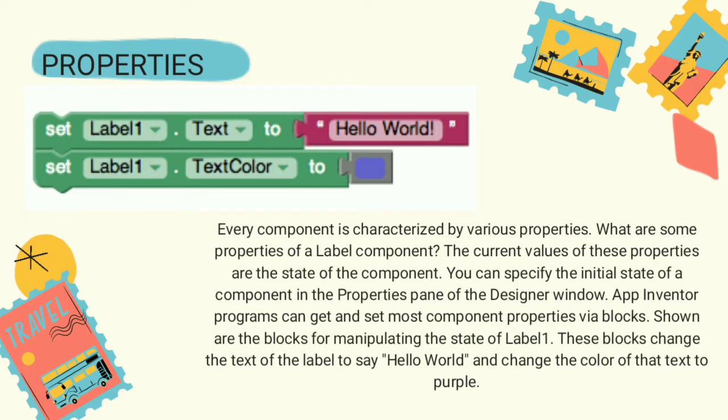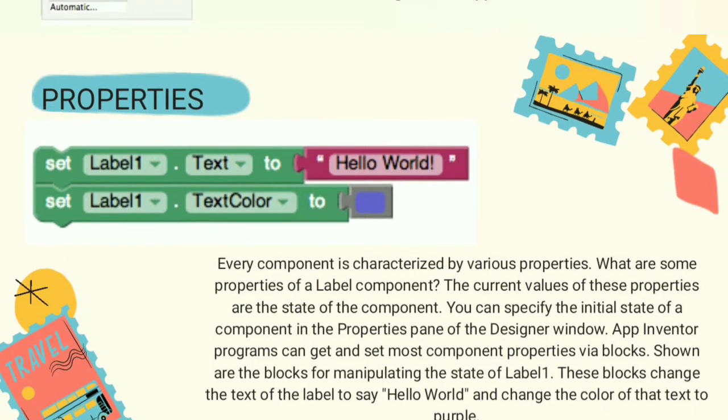App Inventor programs can get and set most component properties via blocks. Shown are the blocks for manipulating the state of Label1. This block changes the text of the label to say Hello World and changes the color of the text to purple.